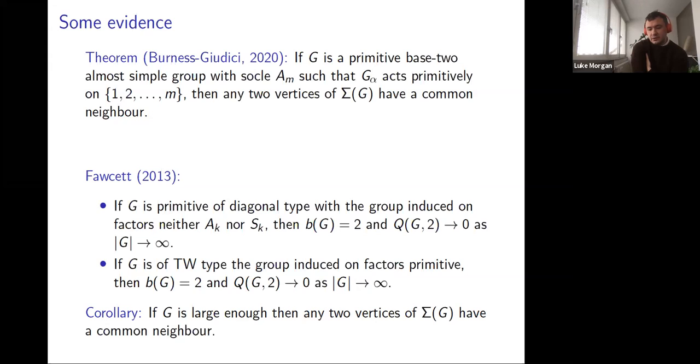Can I just ask one quick question as well? About the twisted wreath groups that are quasi-primitive but not primitive, is anything known about their base size, even if you have some conditions on those? On the twisted wreath case? Yeah, for quasi-primitive. That's deeply into Joanna's thesis. Okay, thank you.